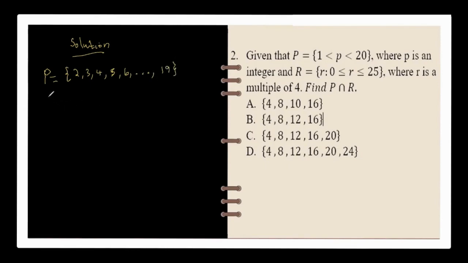Then let's look at the elements of set R. It's going to be multiples of 4 between 0 and 25. So 4 is a multiple of 4. 8 is a multiple of 4 because 4 times 2 is 8. 12 is a multiple, 4 times 3 is 12. 16 is a multiple.